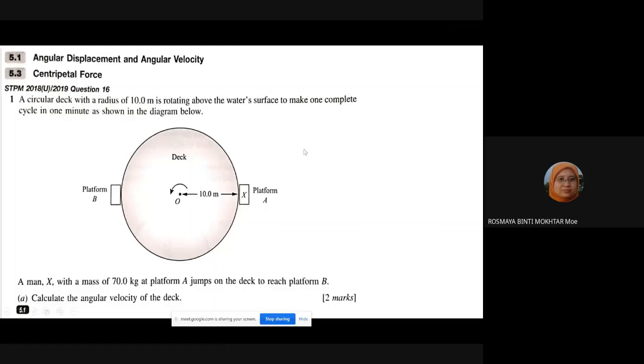Okay, question. What number is this? Number 1 essay lah. Question 16. This one is not essay. Question 16 is a subjective question.